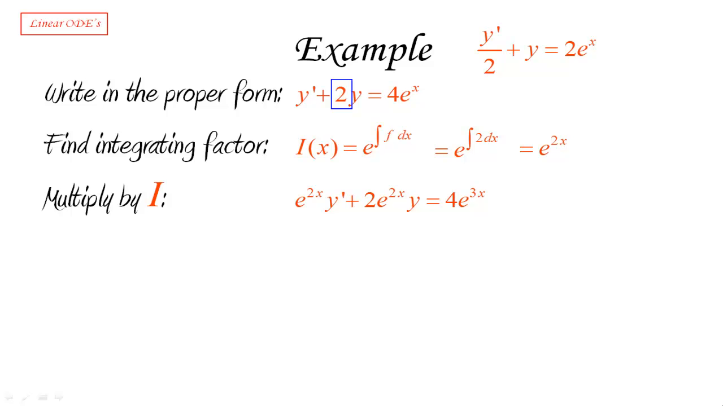Now at this point we need to integrate both sides, but before we do that we may want to remind ourselves that the left hand side now has become the derivative of a product, right? That was the whole point of the proof. And in fact it is the derivative of the product of e to the 2x, which is the integrating factor, times y. And on the right hand side we have our function.